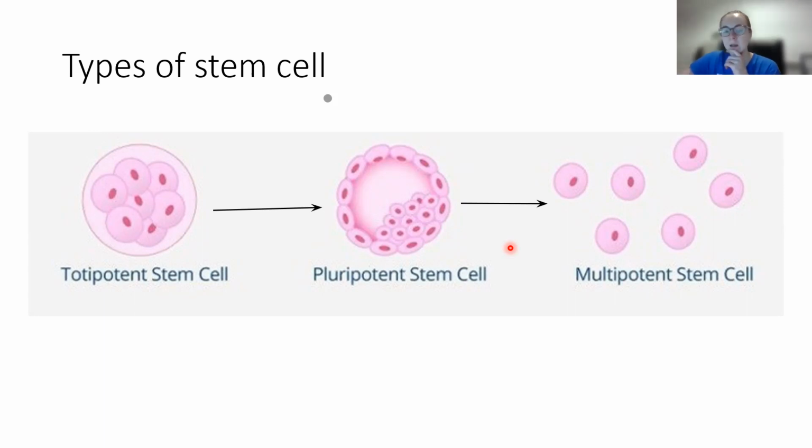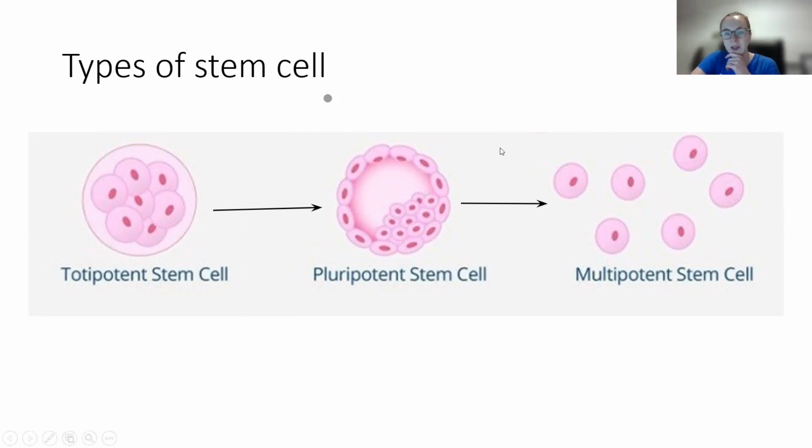Totipotent we find in a really early embryo, so when an egg and a sperm fertilize, at a very specific point. It's only been a couple of days that the embryo has been made. Then once the placenta starts to differentiate and specialize off, we get pluripotent stem cells. And then in our bodies now, in all of yours, you'll have multipotent stem cells. So as we go down, we can differentiate into less and less types of cells.